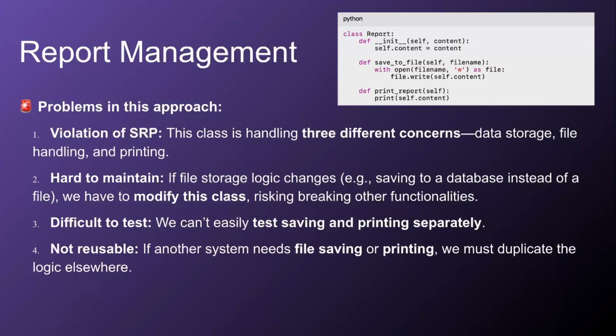Third one is difficult to test. Why is it difficult to test? Because in order to write tests for it, we will have to write tests for all three together, because all three are in the same class. If we want to just write a test for save_to_file, we will have to create an instance of the Report class, and obviously the Report class has all these three methods. So writing tests is difficult in this case. If there had been only independent pieces of code for saving, printing and all those things, we could have just written tests for those individual parts only, not the whole class.